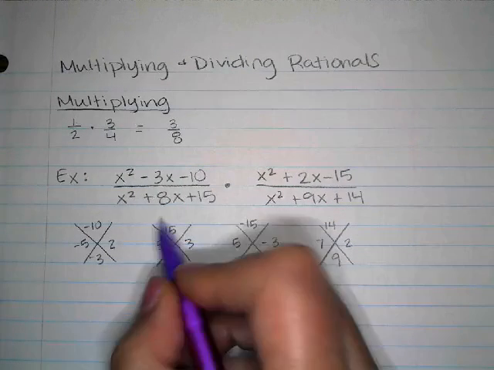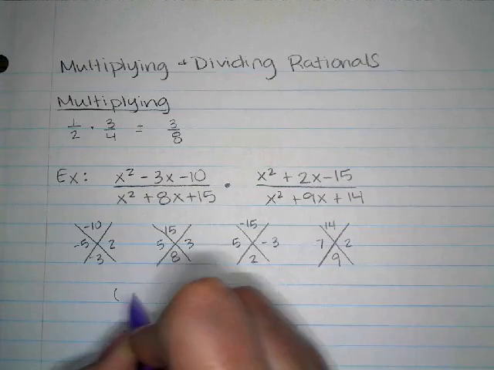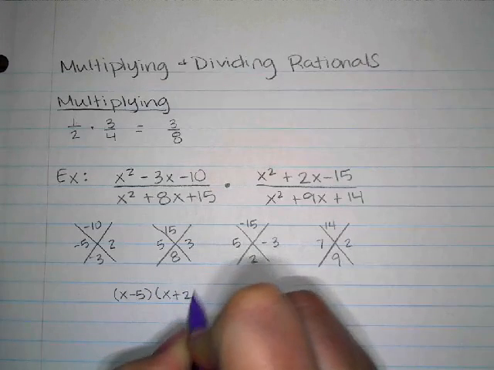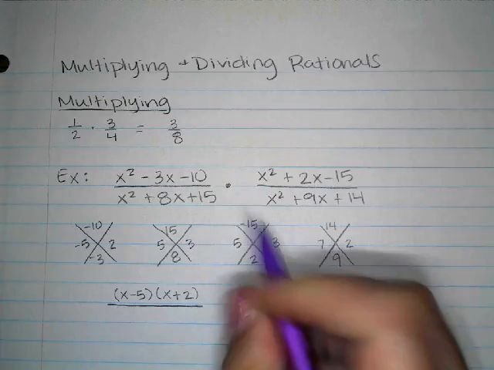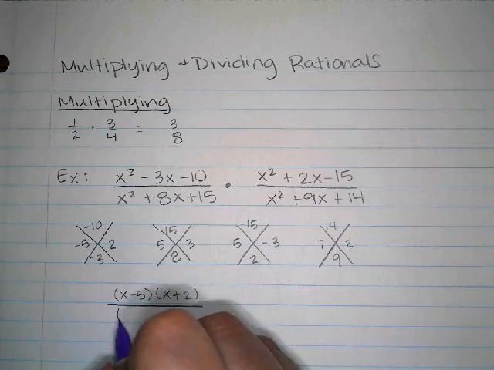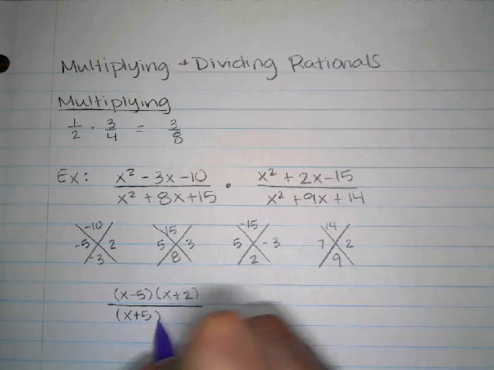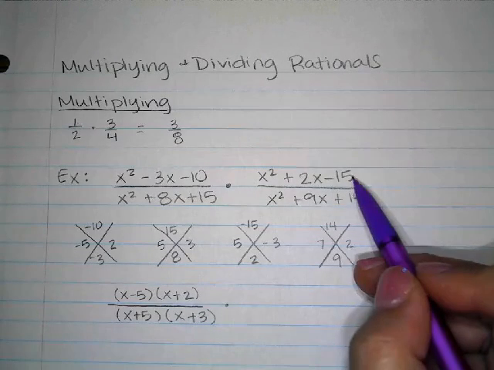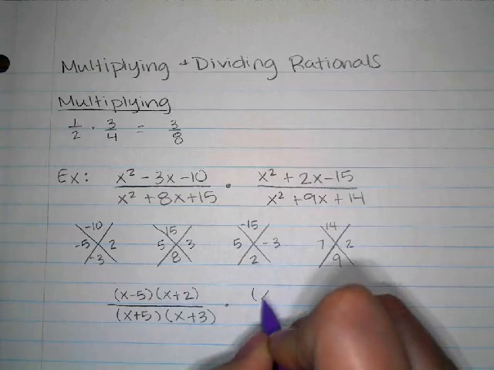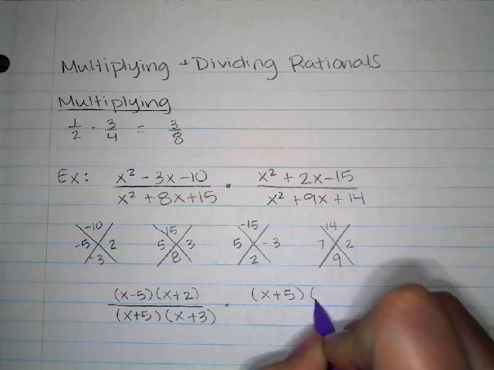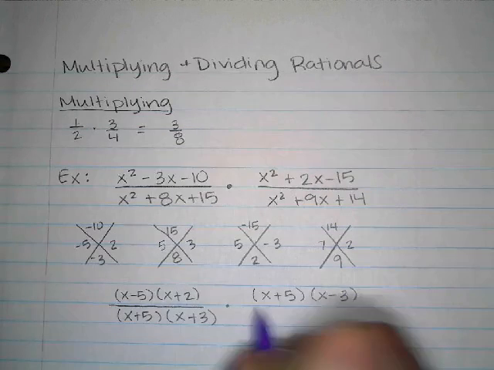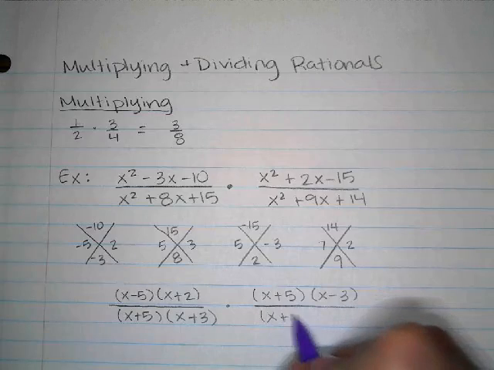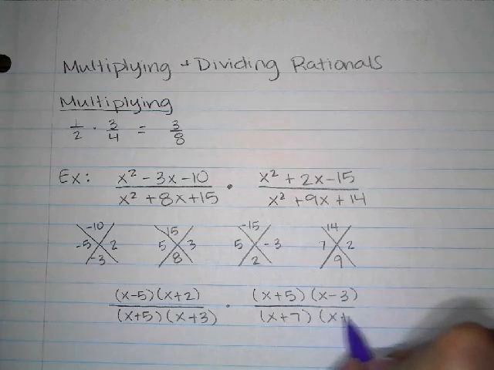Okay. So now we just have to put our parentheses here. So x minus 5, x plus 2, x plus 5, x plus 3, x plus 5, x minus 3, x plus 7, x plus 2. Okay.